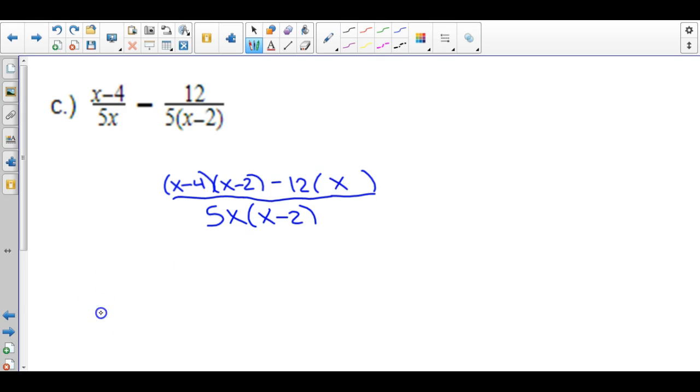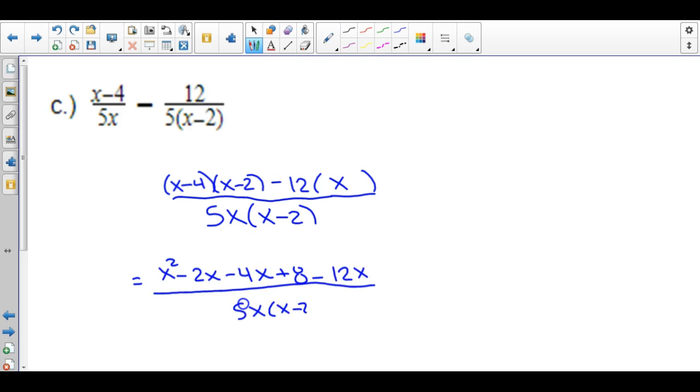So now it's a matter of just multiplying and simplifying. I'm going to multiply out that first set of parentheses here. That's going to give me x squared minus 2x minus 4x plus 8, and then bring down the minus, and then 12 times x is 12x. All over that denominator, 5x times x minus 2. So now I'm going to simplify this numerator. I have an x squared, and then I have negative 2x minus 4x, which is negative 6x, minus 12x, which is negative 18x, and then I have a plus 8. All of that over 5x times x minus 2.